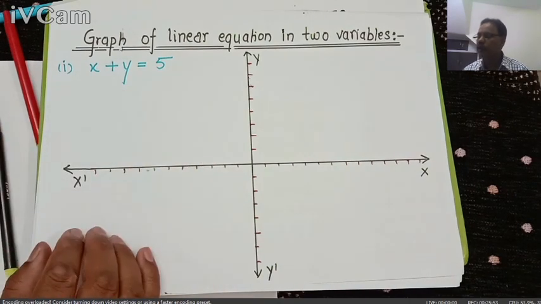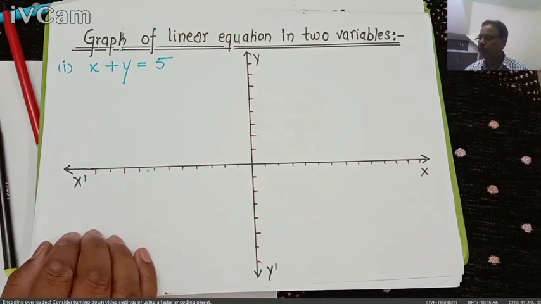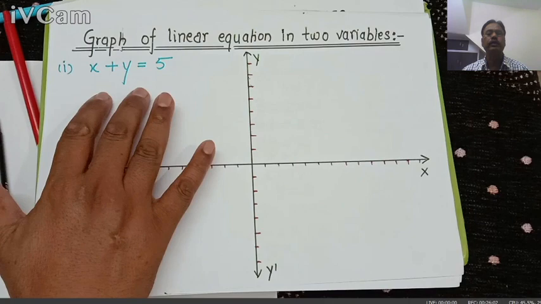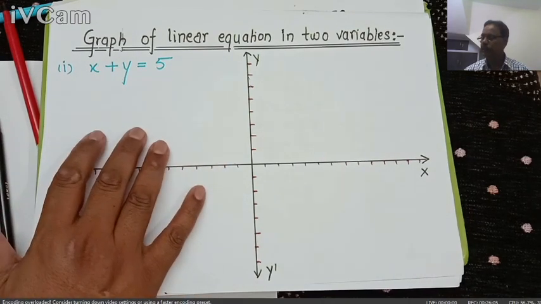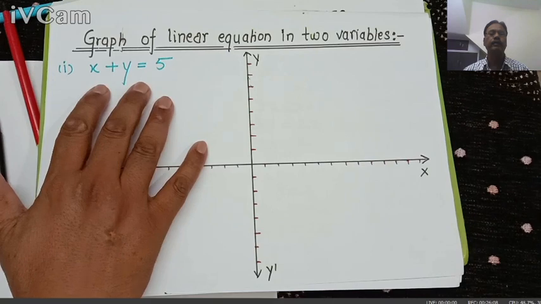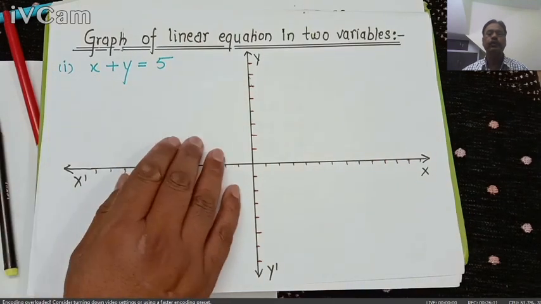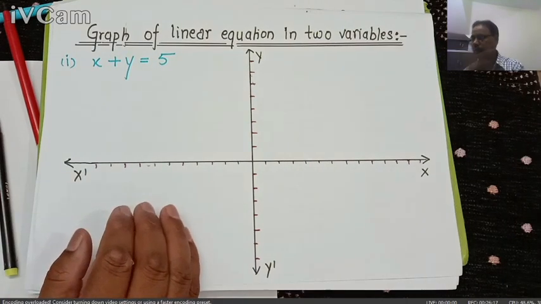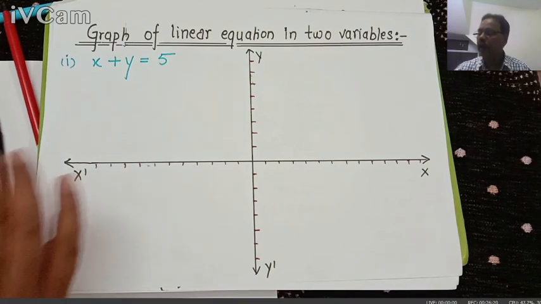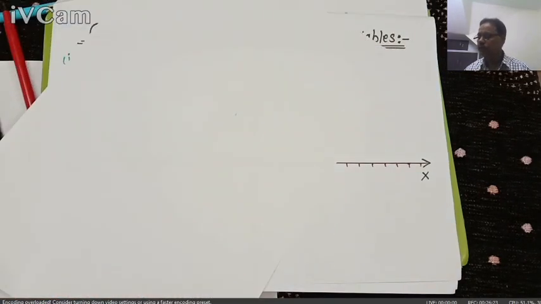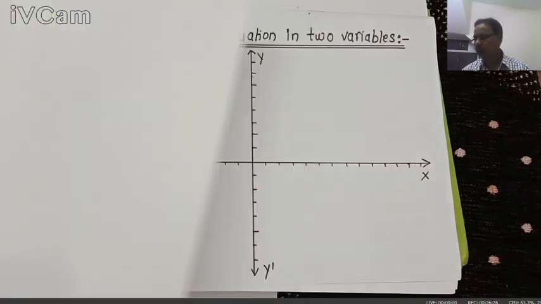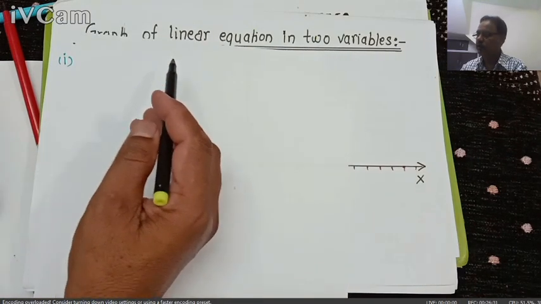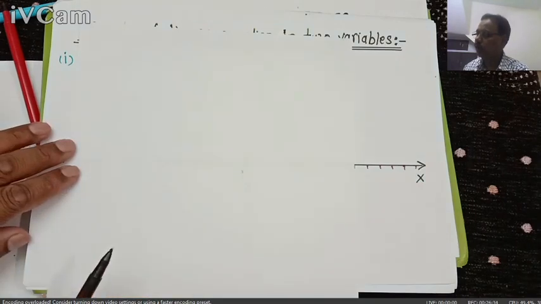The linear equation is already given: x plus y equal to 5. So to draw the graph for this linear equation in two variables, first we shall find out at least 4 solutions of this equation. So how do we find out 4 solutions? We have already learnt it. Now I am going to find the 4 solutions of this equation first, then we will learn how we draw the graph of the equation.